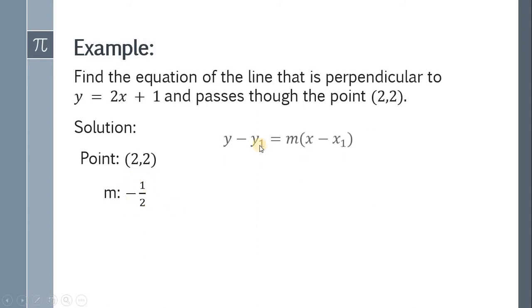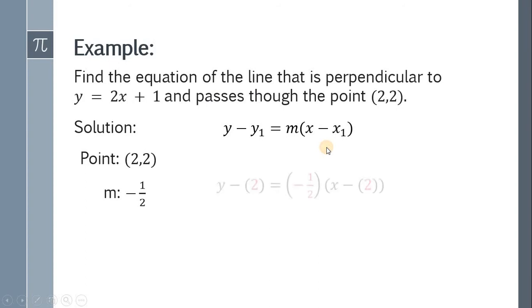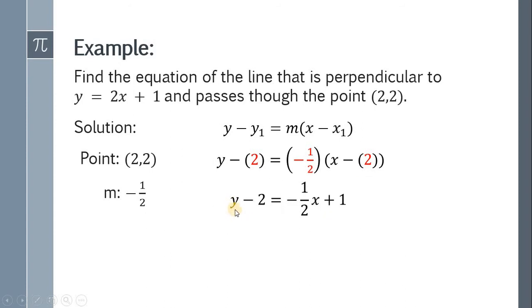Okay? So, lagay natin sa ating point slope form. y minus y1 equals to m times x minus x sub 1. Substitute natin lahat ng values: 2, negative 1/2, and 2. Simplify natin. We have y minus 2 equals to negative 1/2 x plus 1, kasi negative 1/2 times negative 2 is positive 1. Next, plus 2 both sides. We have y is equals to negative 1/2 x plus 3. And we're done.